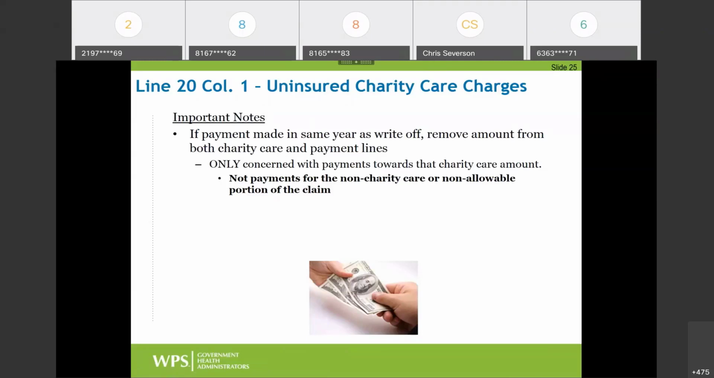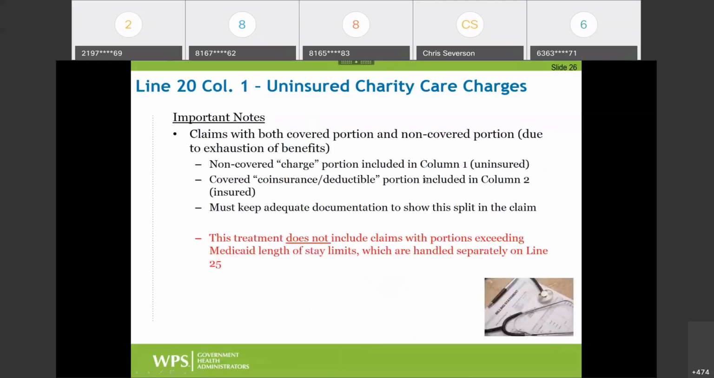If that patient owed money, they were only given a 75% charity care allowance and they owed the other 25%, then of course the payment toward that 25%, that's just a valid payment. We don't need to see that anywhere. That's paying their non-charity care amount. We're talking about any payment against this actual charity care amount. And we'll stress that a little bit later as well.